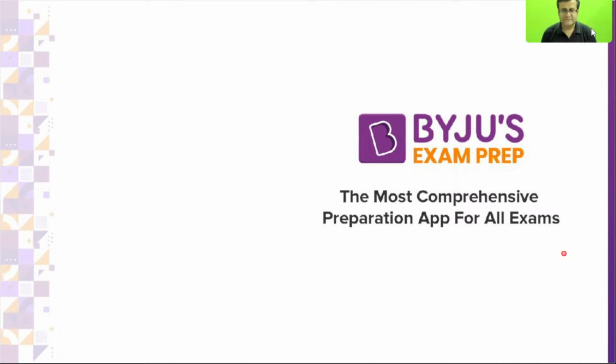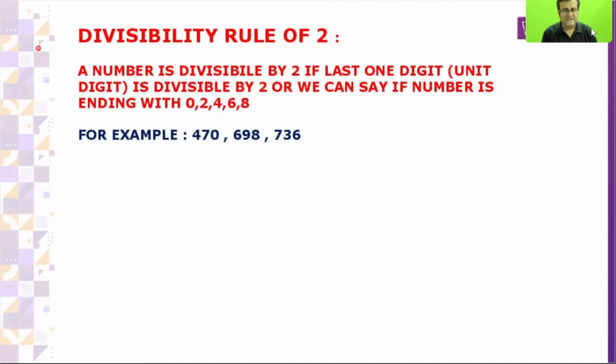Divisibility rule. Let's start with the very first term, which is divisibility of 2. A number is divisible by 2 if the last one digit is divisible by 2. If you have any number, let's suppose 470, 698, 736, these are examples in which if the last digit is divisible by 2, we can say the number is exactly divisible by 2. Either the unit digit should be divisible by 2 or the unit digit should be 0.